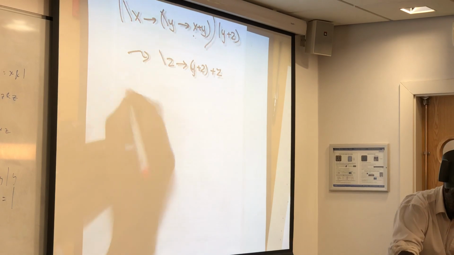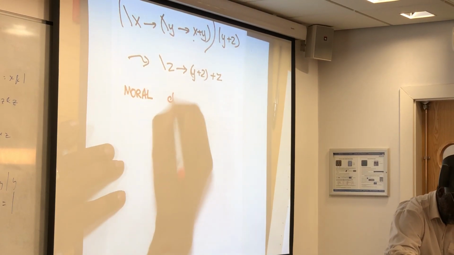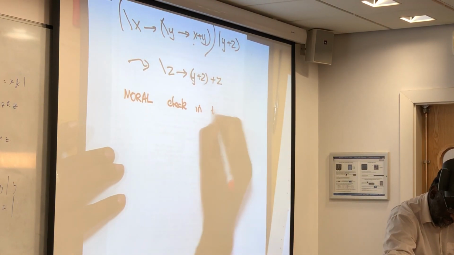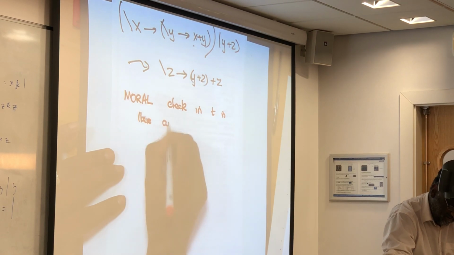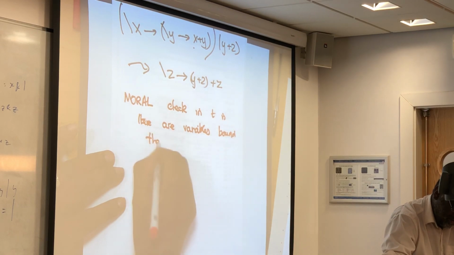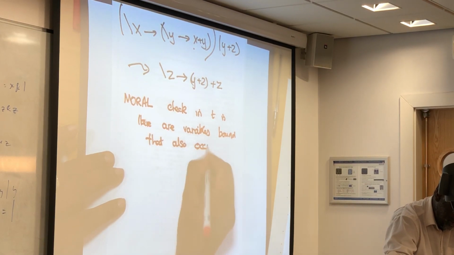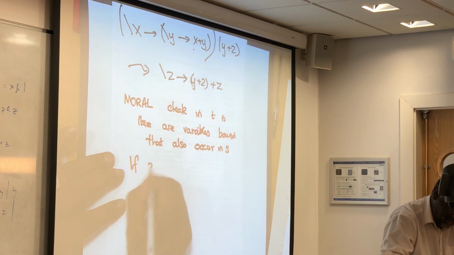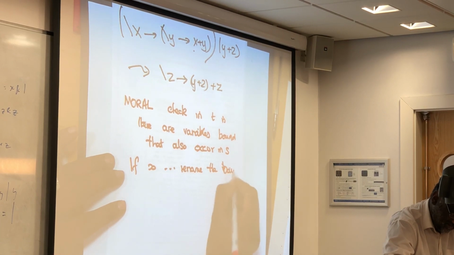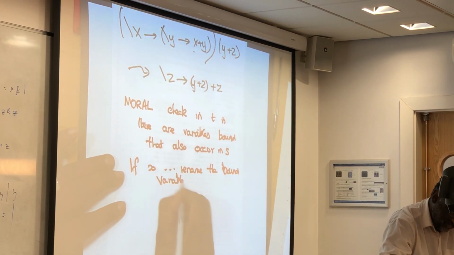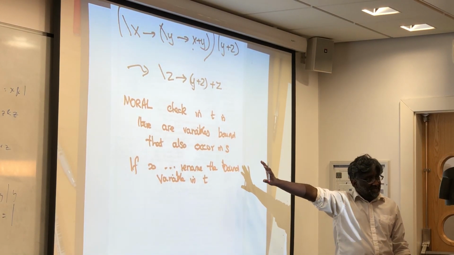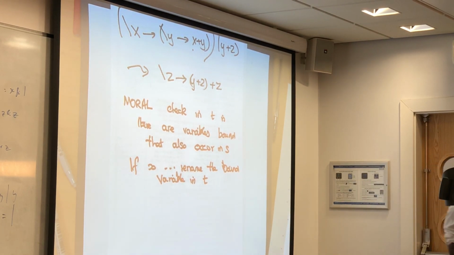So the moral of the story: check in T if there are bound variables that also occur in S. If so, rename the bound variable in T. So, this is a slight warning. Everything else is fairly straightforward, you get the hang of it, but that's the place you might trip up.